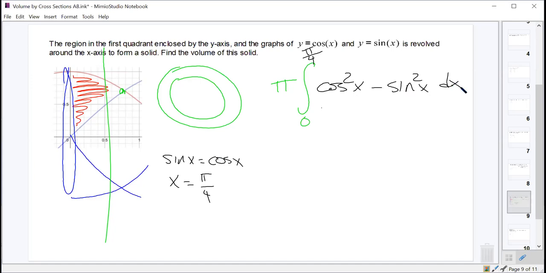Why do we square? Because remember that the area of the outer circle is pi r squared, and the area of the inner circle is also pi r squared, just with its own radius. Good or no? Yeah, and the height is cosine, that's right. The radius is the height of the function. Everybody good with that setup?